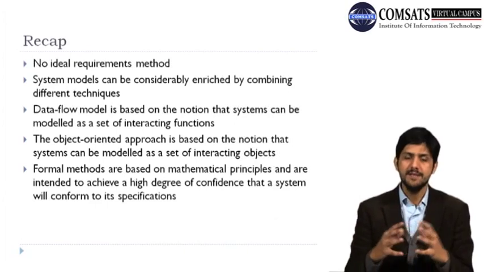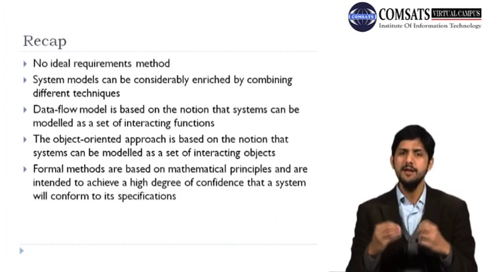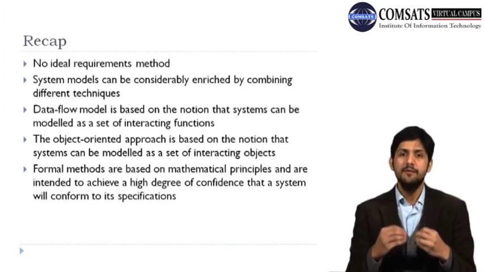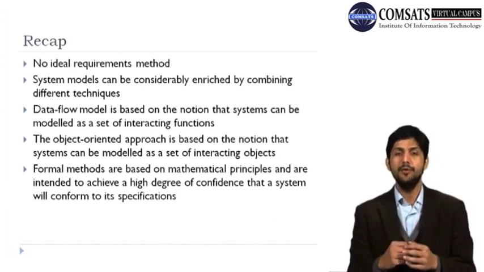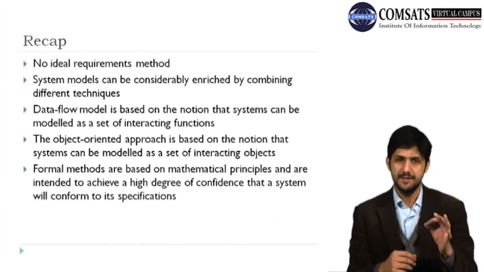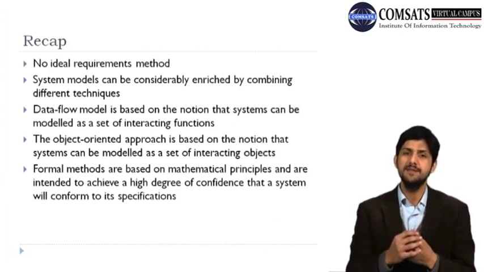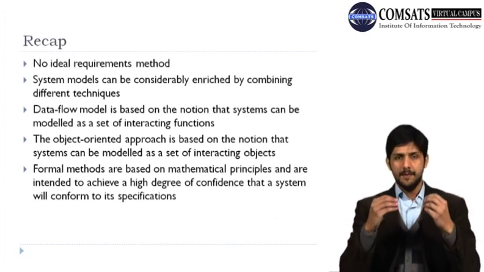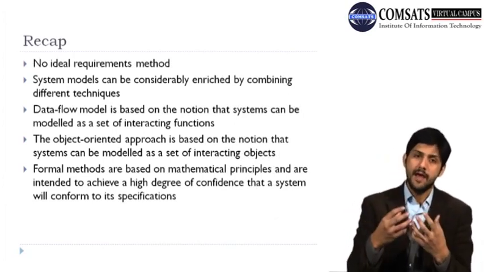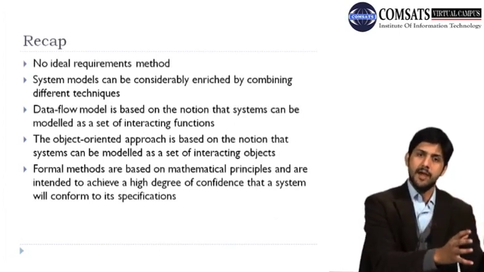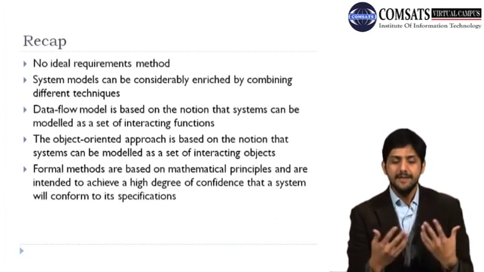Mainly we discussed three kinds of models: data flow models, the object-oriented approach, and finally we started our discussion of formal methods. The data flow model is based on the notion that a system can be modeled as a set of interacting functions. We saw the example of a library management system, and how we decompose that system into a set of interacting functions which take some input and transform it into a certain output that the external entity or the stakeholder desires.